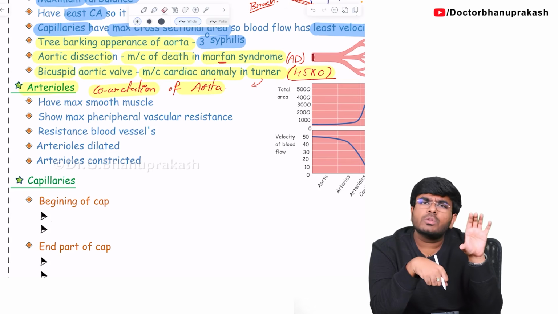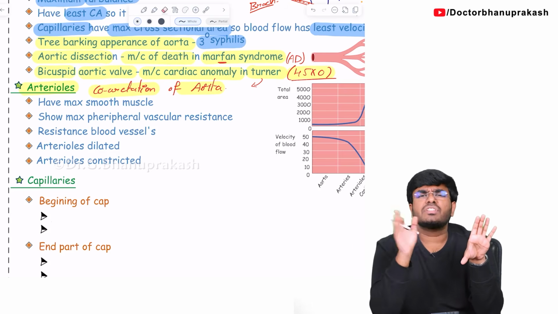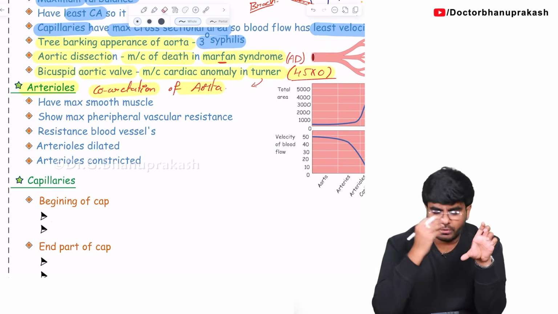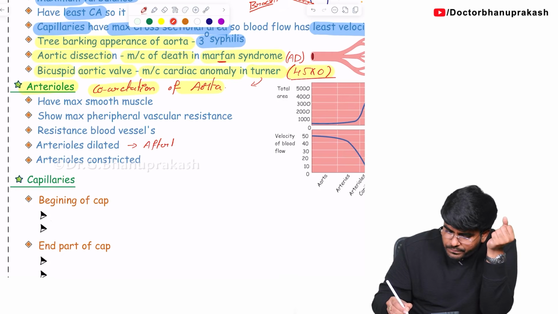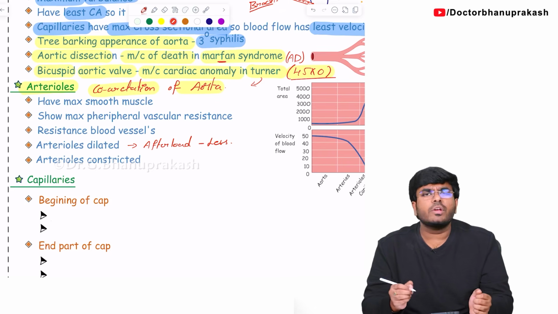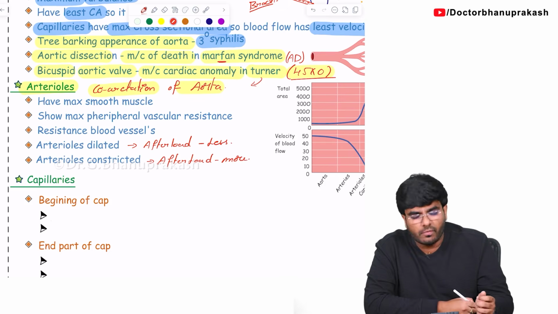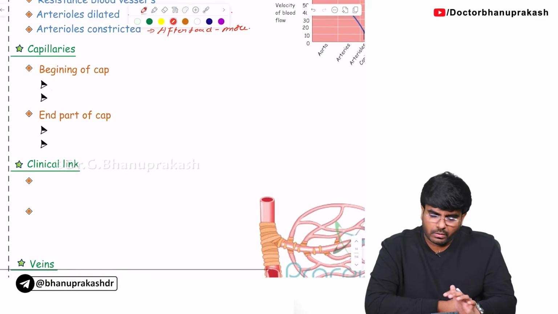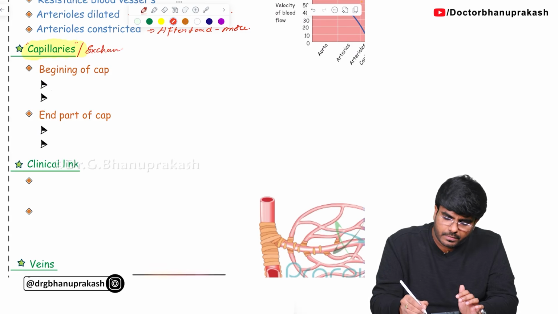Now if arterioles are dilated, the resistance is very less, so it is very easy for the heart to push the blood. It will generate less pressure. So whenever the arterioles are dilated, afterload is going to be less. Whenever the arterioles are constricted, afterload is going to be more. Okay, done. Next, now let's discuss capillaries. Capillaries are also called exchange blood vessels.